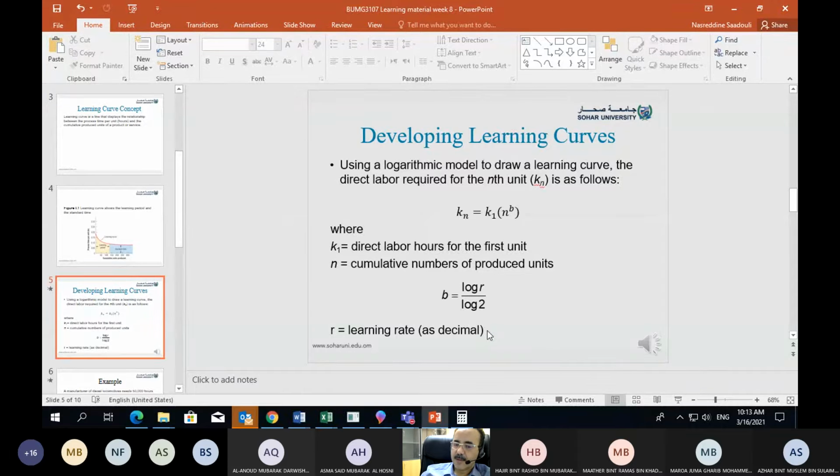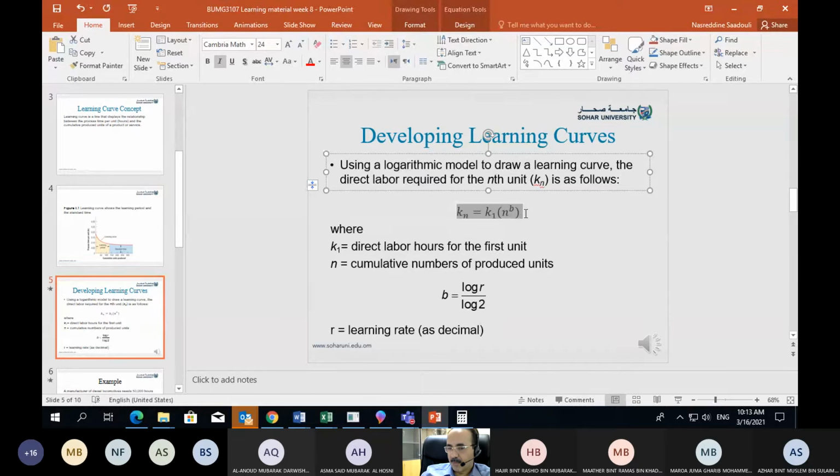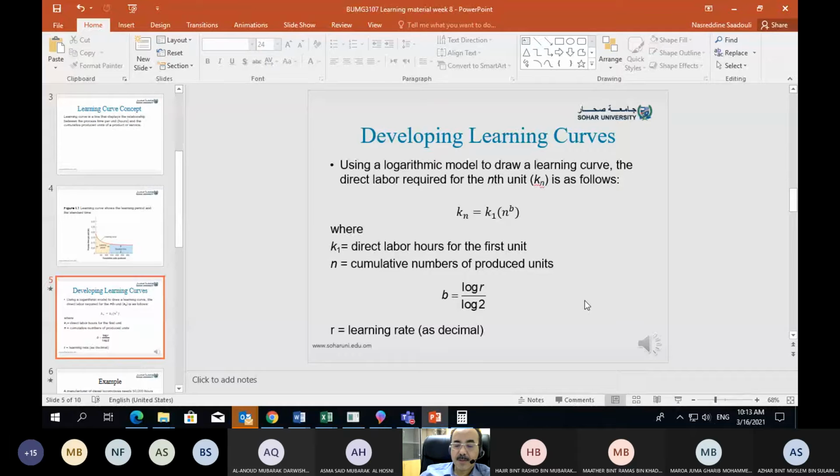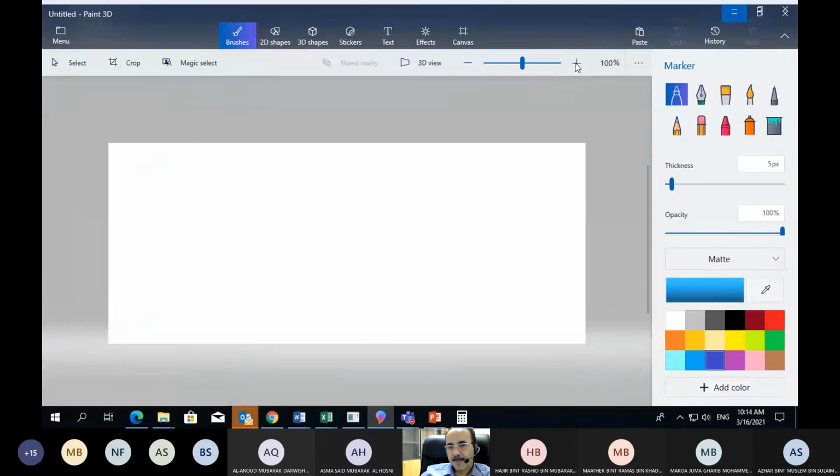What does the learning rate mean? Now we know what the formula looks like and how to use it, but what does the learning rate mean, and how do we maybe determine this in practice? The learning rate gives us an indication of the reduction in the time it takes to produce a given unit every time that the cumulative production is doubled. What does that mean? It means the following.